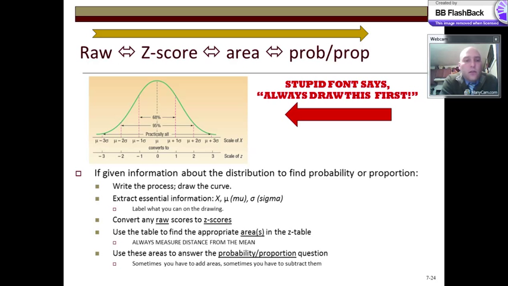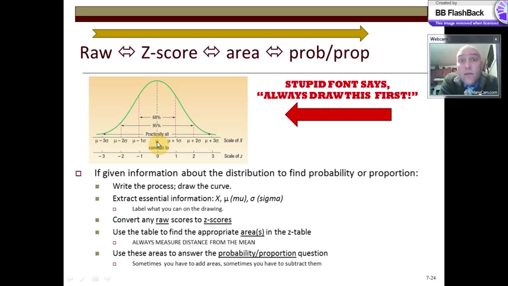Second, or third at this point, you extract the essential information from the problem. What do you have? Do you know x? Do you know mu? Do you know sigma? What sort of information do you have? Label what you can on that drawing. So if I know the mean is 43, I should put 43 right here because I know it's in the middle.